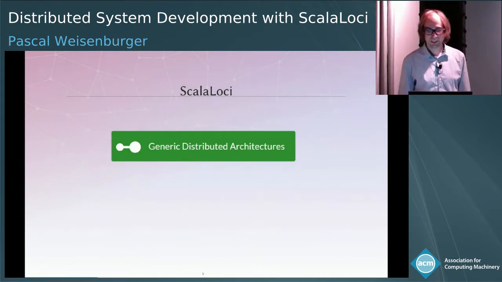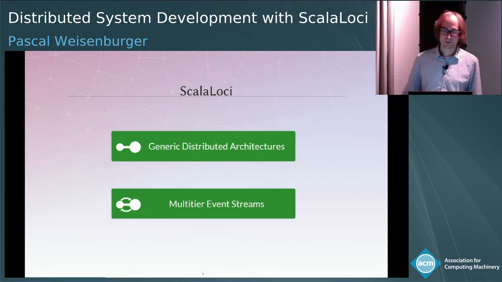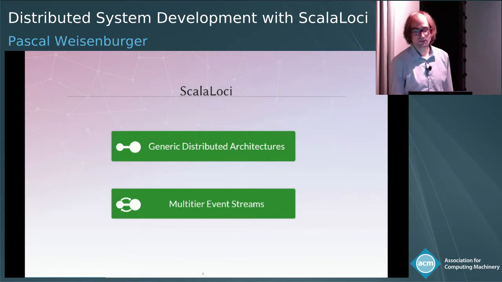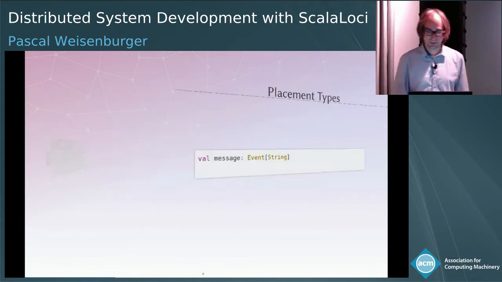And we model communication between the components using multi-tier event streams that can cross different hosts. The way we achieve those features is through placement types. So let me quickly introduce placement types to you.